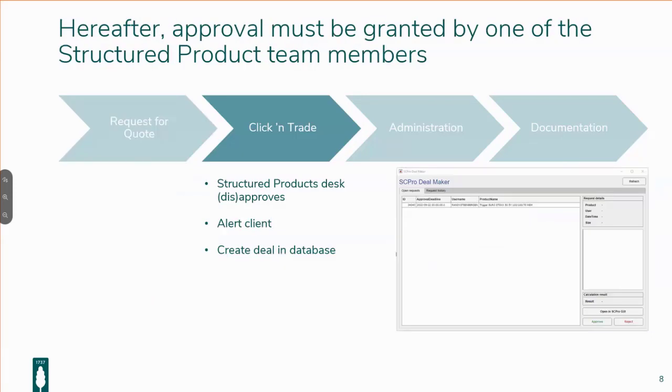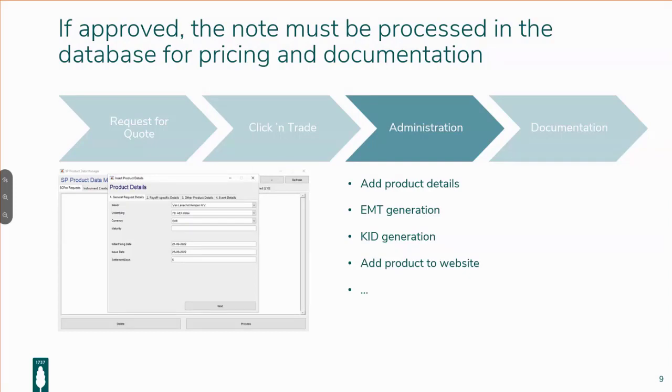So what happens then? A notification will pop up in one of our MATLAB applications called the Deal Maker, in which one of my colleagues is alerted that a client wants to do a trade. We can either approve or reject this trade. If we approve the trade, the client will be alerted via email, and a simple record will be created in our database containing the basic information which the banker has filled in on the website. What is left, of course, are many of the product details, such as the exact issue date or the observation dates for all payment settings.